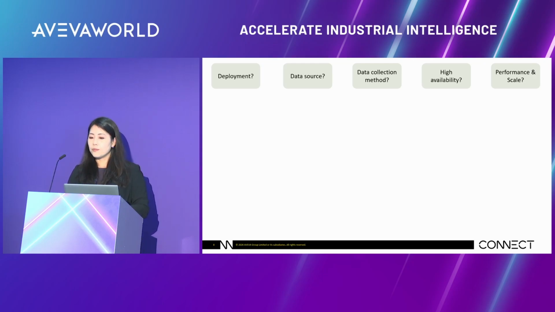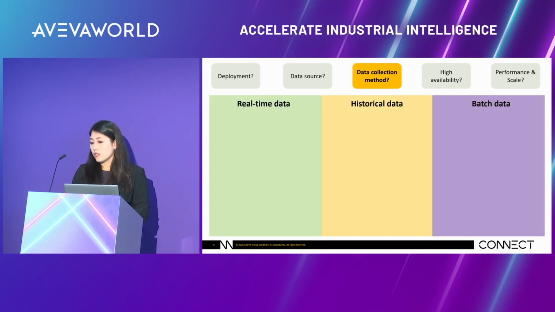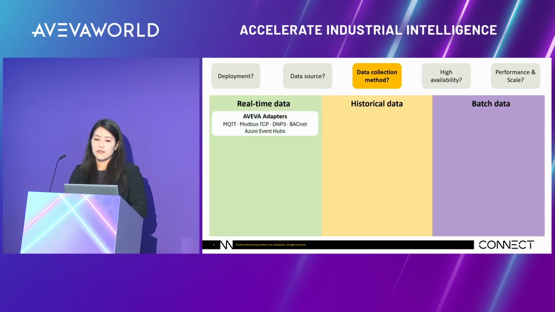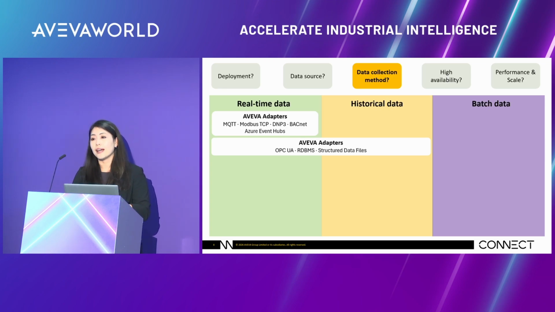So now, what if your biggest concern is around data collection method? Which products offer real-time data collection? How about historical data? And what if I need batch or event data? As I alluded to earlier, AVEVA adapters support real-time data collection. This is probably going to be your simplest way to get that real-time data. We do offer a few adapters that also allow for historical data access or history recovery.